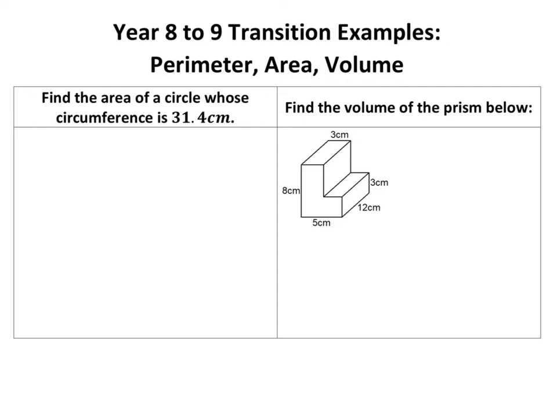Right, we're looking at perimeter, area and volume, and we're looking at circles actually, and a circumference is the perimeter of a circle, isn't it? And we should know that the circumference of a circle is pi times diameter, which is the same as 2 times pi times the radius, because 2 radii make a diameter, or 2 radiuses if you want.